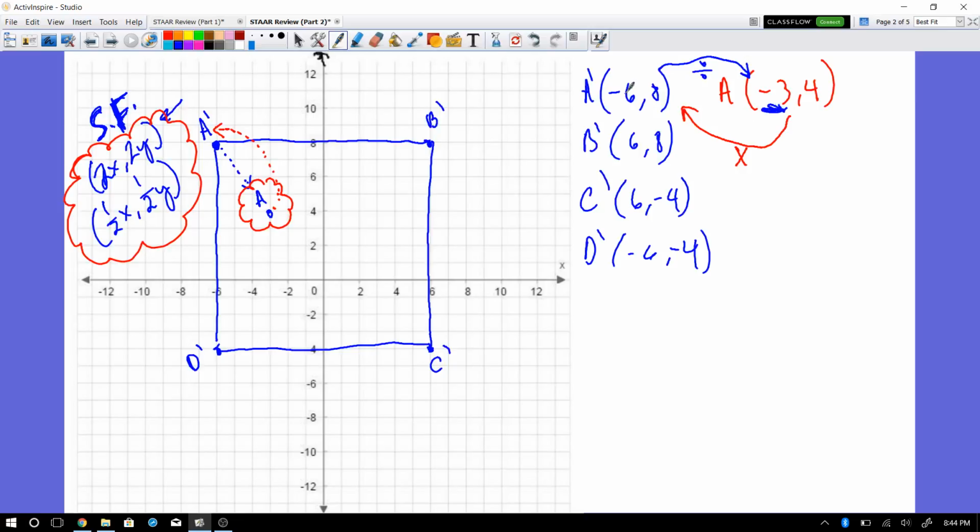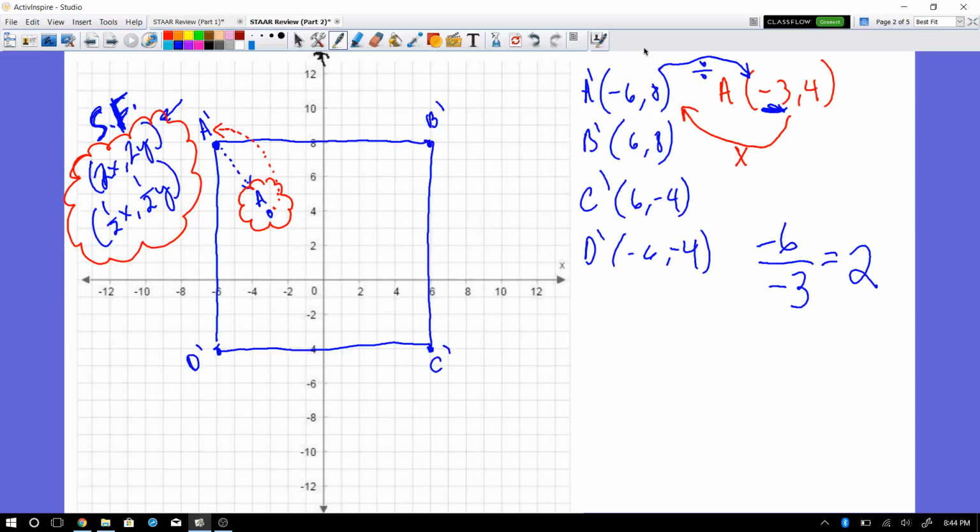Okay, well, what happens when you take A prime, -6, and divide it by -3? You get 2, which is the scale factor we used. So what do we multiply by? 2. Okay, to work backwards, you divide. A prime divided by A.